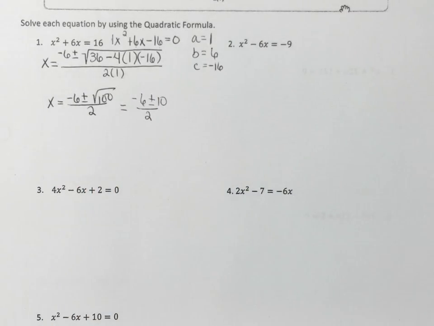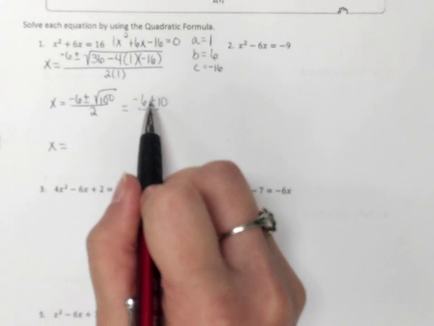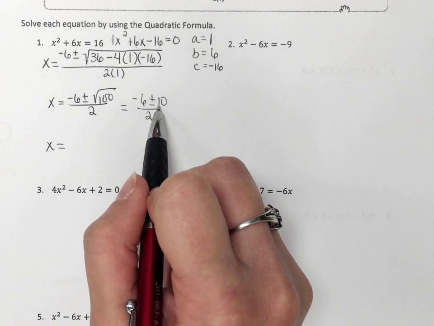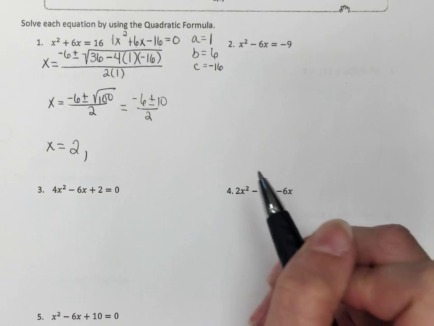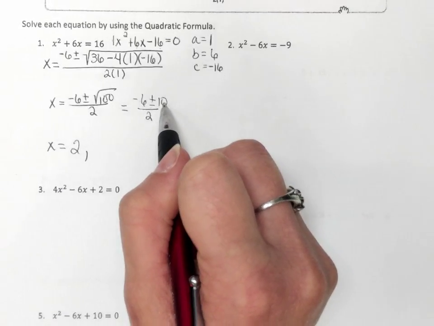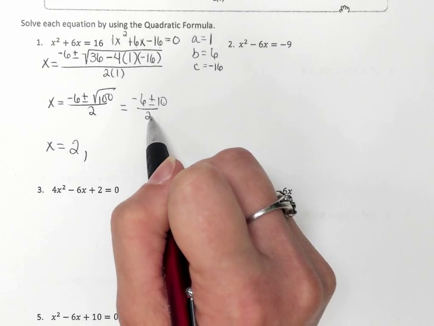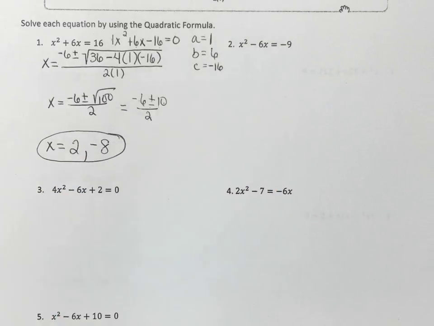Can you go ahead and divide by 2? We can, but since we don't have anything else to do, we can go ahead and say negative 6 plus 10 is how much? 4. And 4 divided by 2 is? 2. And then we can say negative 6 subtract 10, negative 16, divided by 2 is? Negative 8. Negative 8. What did we just find, ladies and gentlemen? X-intercepts.